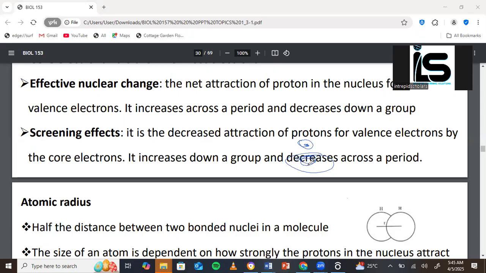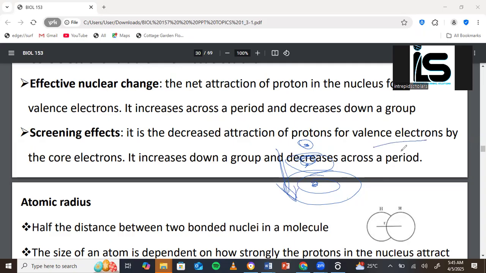That has 2 shells. So more screening effects in lithium compared to hydrogen. Then when you come down, you get sodium. Sodium has 3 shells. So 1, 2, 3, right, with a nucleus in the middle like this. And so you realize that because more shells are added, the screening effect actually increases. It increases generally down. That's for the screening effect.